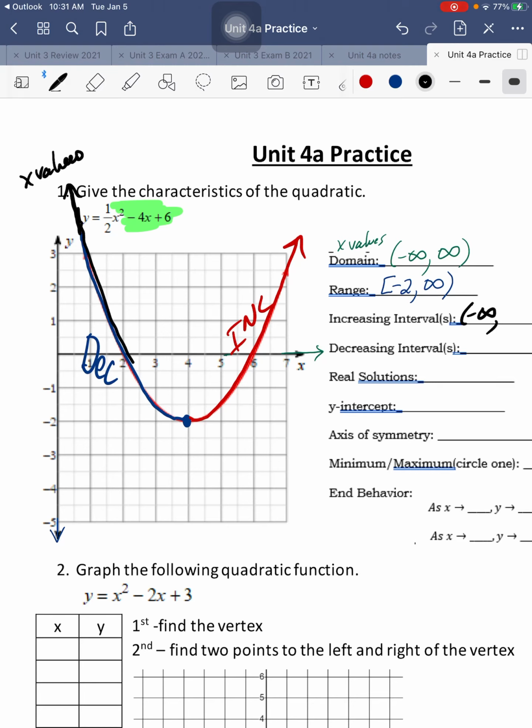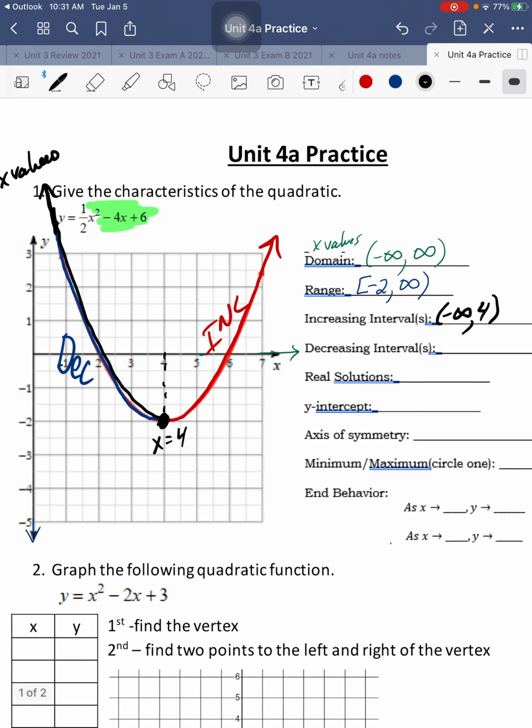And where does it stop? Decreasing x value, x value 4. Look up here, the x value is 4. So to 4. You can put a parenthesis or bracket, doesn't matter to me. It's increasing. Where does it start increasing? Well, it starts increasing at 4. Parenthesis or bracket. And where does it stop increasing? To the right forever. It doesn't stop, so that's going to infinity.